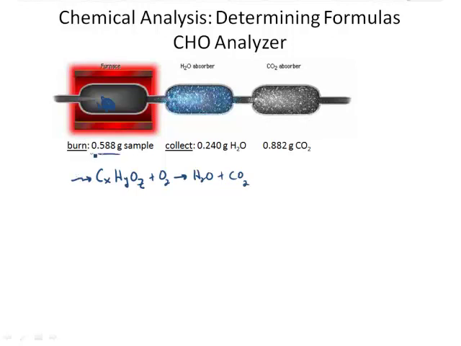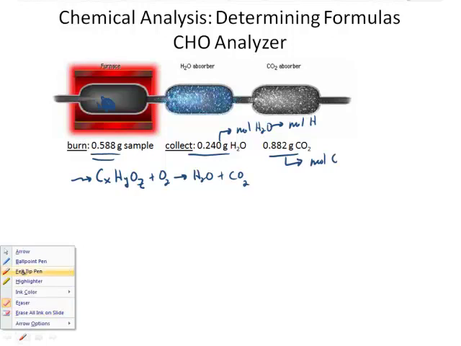What you do is you know how much sample you burned, and you can figure out how much water you got and how much CO2 you got. From that, we're going to use the amount of water to find moles of water, and from moles of water, we're going to find moles of hydrogen. From the grams of CO2, we're going to find moles of CO2, and from moles of CO2, we'll find moles of carbon, but those are the same.